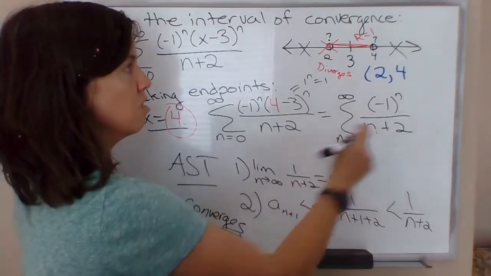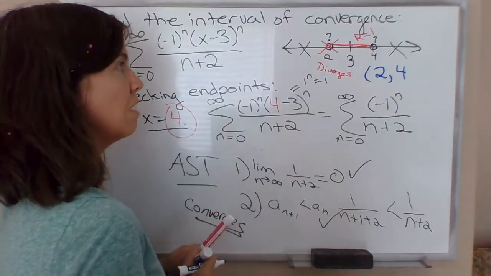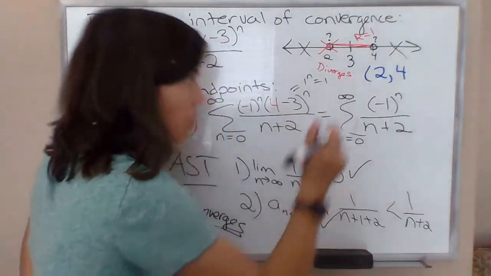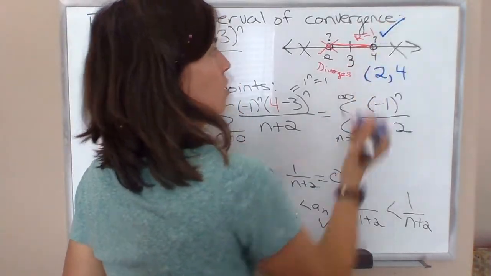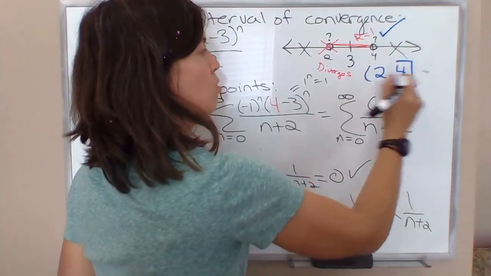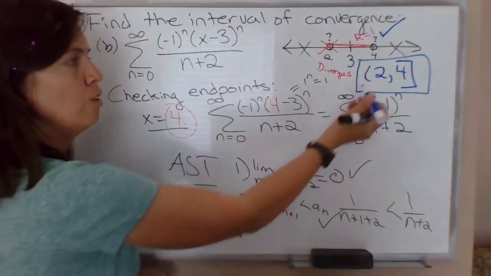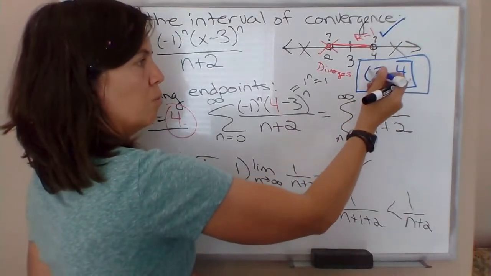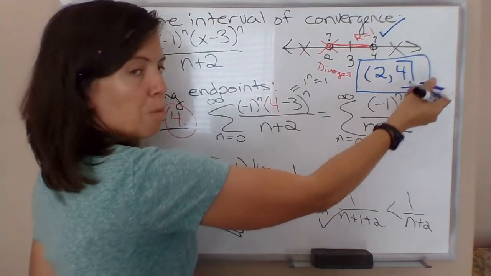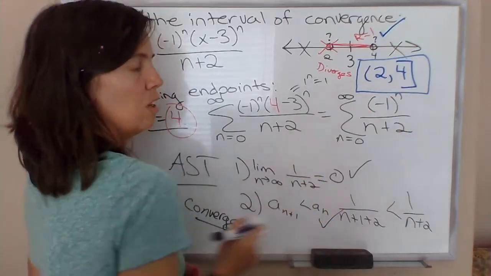This series converges, which is when x equals 4. Dropped the marker. Okay. It converges when x equals 4, so we do include 4. So all of that to get this answer here. The interval of convergence is parenthesis 2, comma 4 with a bracket. It does not include 2, it does include 4.